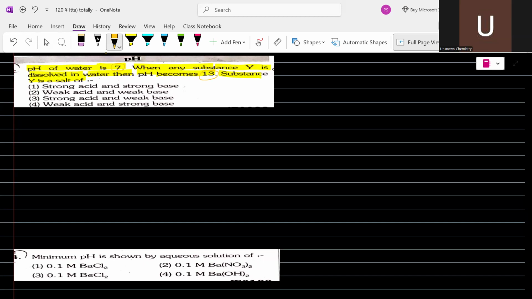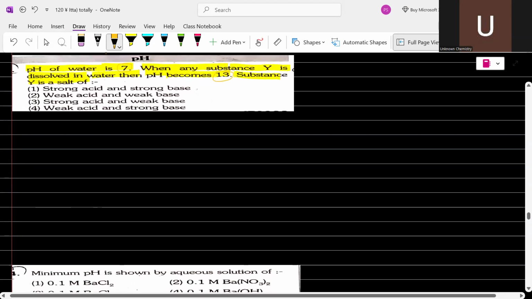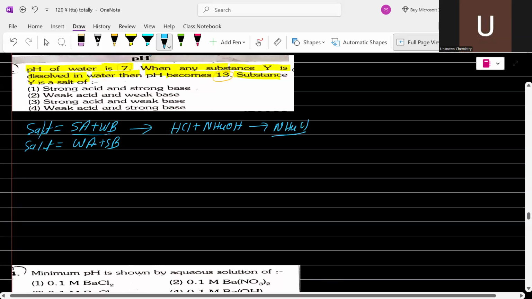So basically, if we add salt, it will change the pH of water. But which salt? We know that either we can add salt of strong acid and weak base, right? Or we can add salt of weak acid plus strong base. Now, we have already discussed that strong acid, for example HCl, and NH4OH, weak base. If we add NH4Cl, the pH will decrease.